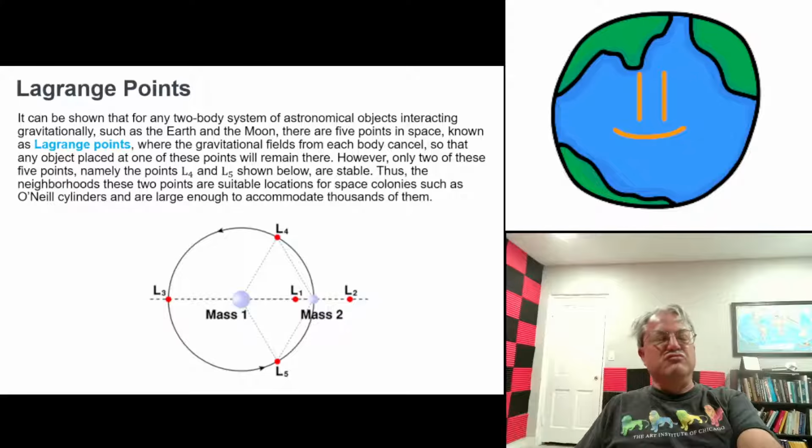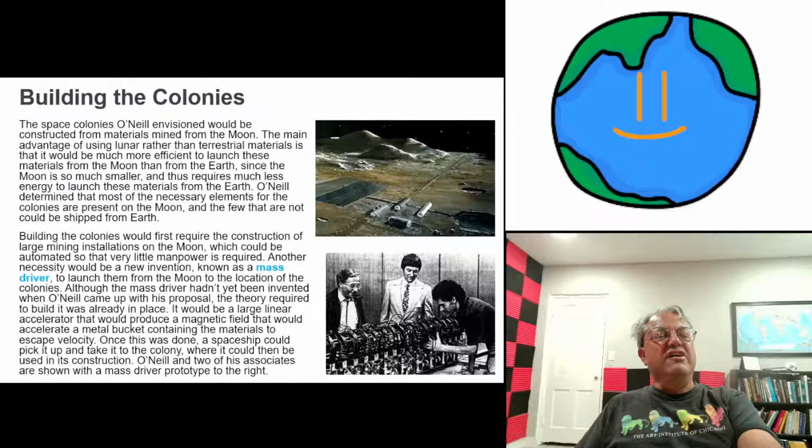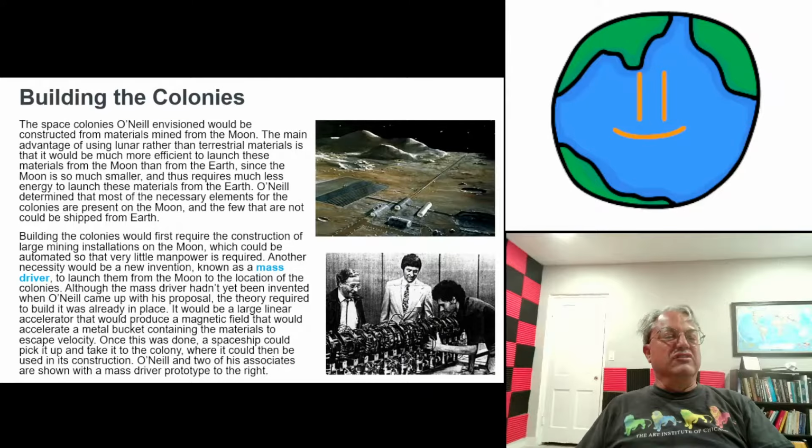So those would be the suitable locations, and O'Neill came up with a whole program for building these things. He came up with this design model, I think in 1969. He worked it out in more detail during the 70s. He even wrote a book, I think in 1974, called The High Frontier, where he made a big case for building these things.